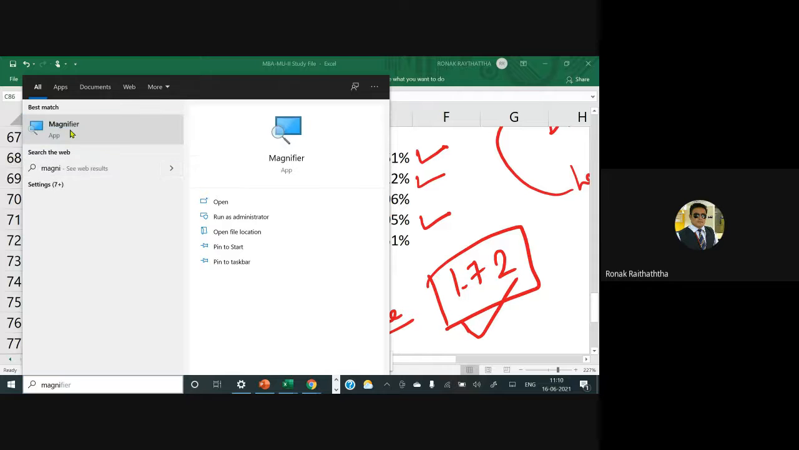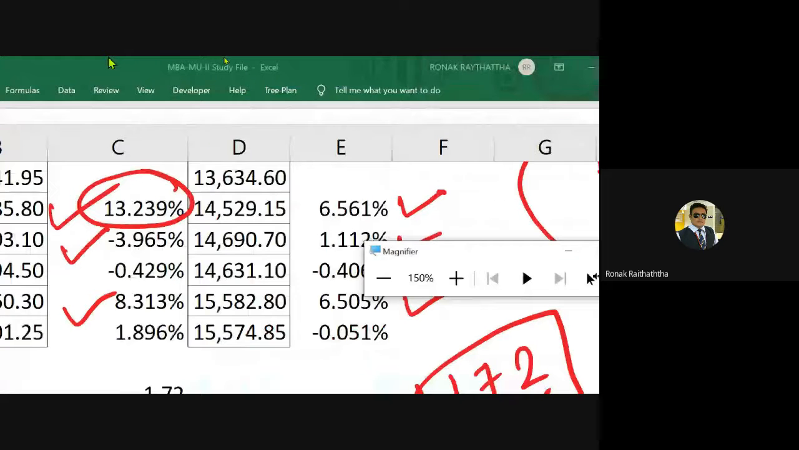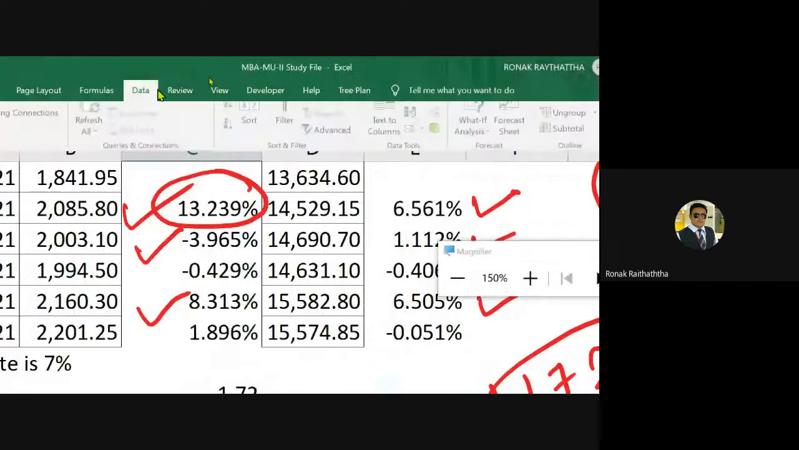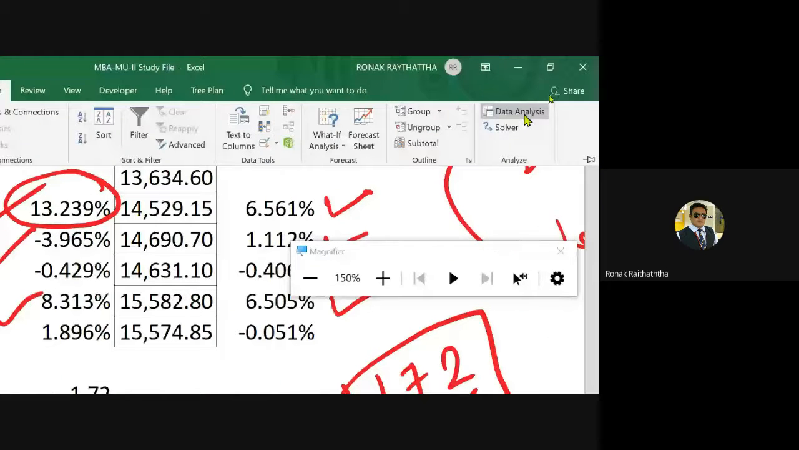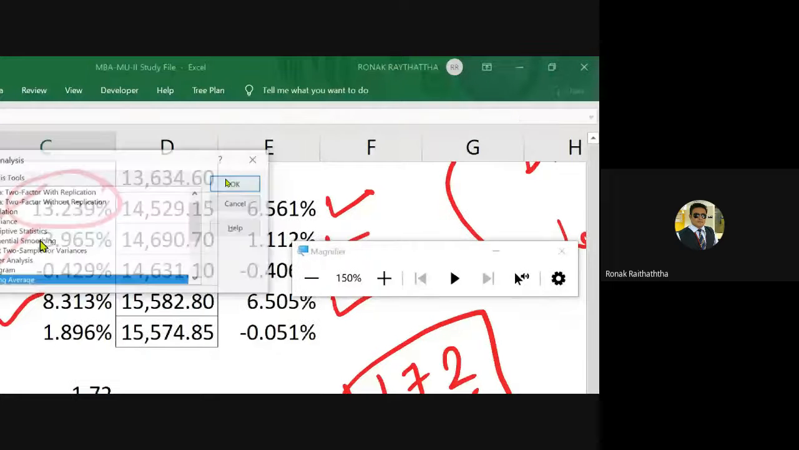Magnifier use karta hu, so you will get it. You are just looking at it right now, just for the practical exposure. In the data analysis, you have got one data analysis tool pack. So in case you want to explore it further, you may do it. In data analysis, you will get one regression.